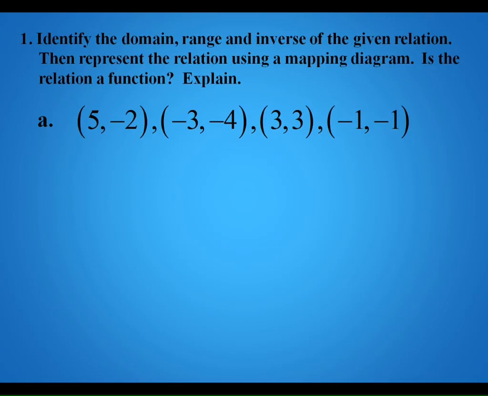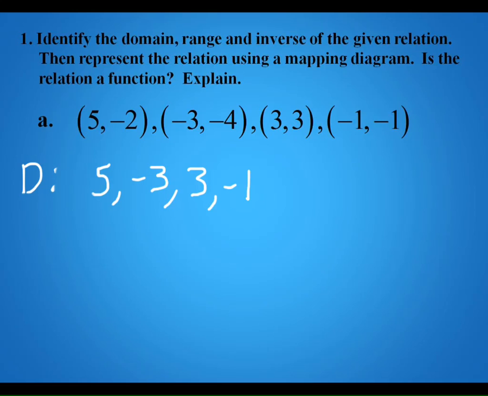It says identify the domain. Is the domain the x values or the y values? The x values. So the domain is 5, -3, 3, I don't need to put parentheses, and -1. I just listed all the x values. Now, one thing is we don't list them twice. If there happen to be 2 5s, we would only list the 5 once. And we'll see that in just a second. I don't care if they're ordered least to greatest. It makes it nice, but it doesn't matter. You don't have to do that.